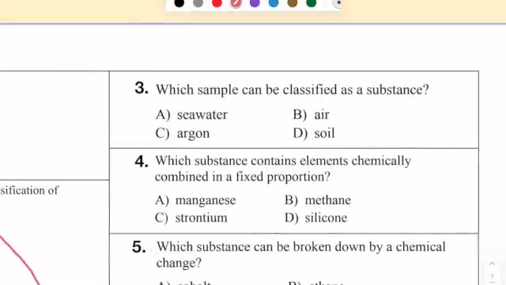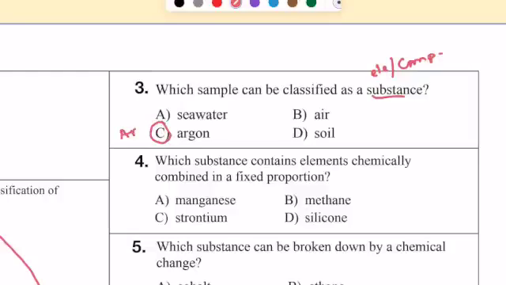Then we have number 3, which sample can be classified as a substance. So once again, a substance is something that is not a mixture. So we are looking for either an element or a compound. If you look at your options, we know from prior knowledge that seawater, air, and soil are all mixtures of multiple substances. So the correct answer here is argon, which is an element, argon gas.